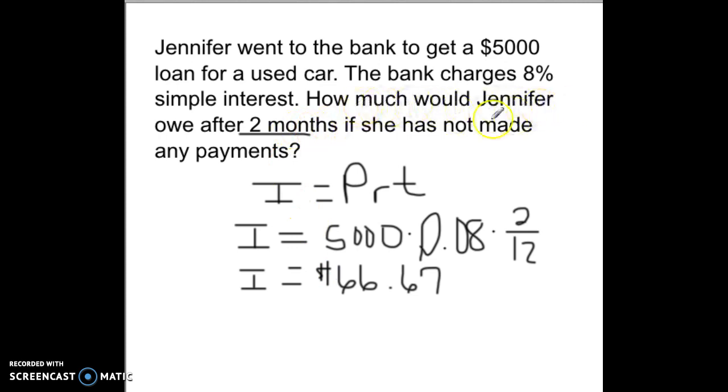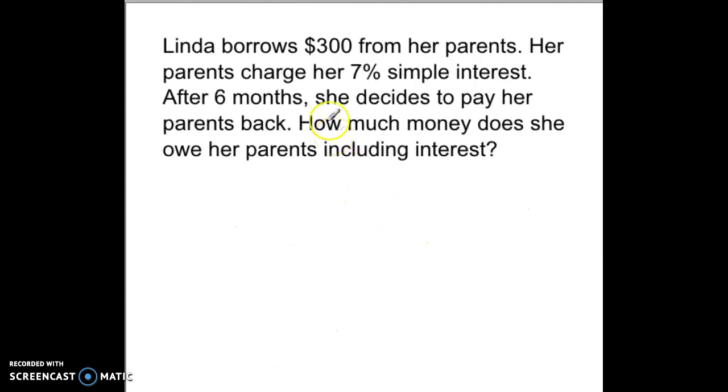Now, it says, how much would Jennifer owe after 2 months? Well, not only does she owe this interest that they charged, but she also owes the original amount of $5,000. So the total would be $5,066.67. So she already owes more money than the car probably is worth. All right, let's look at our next one.